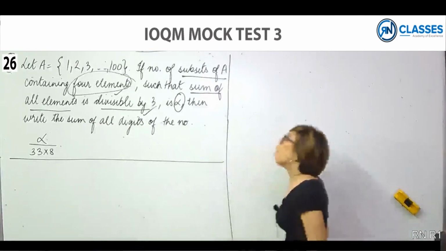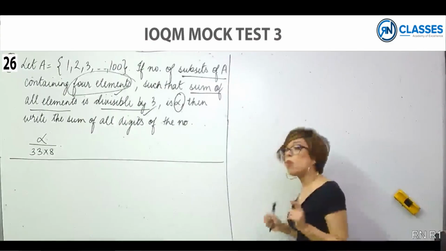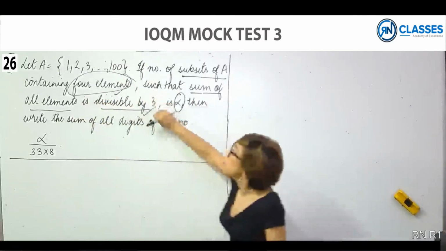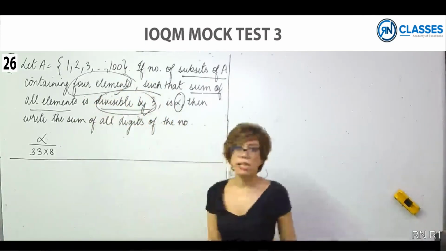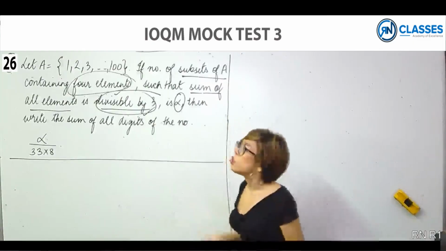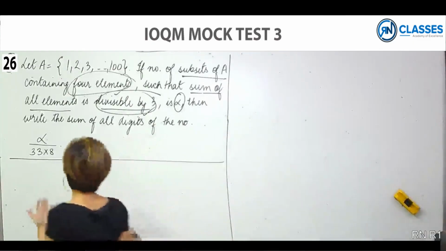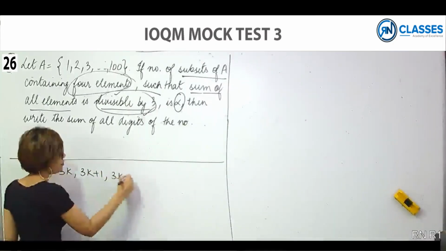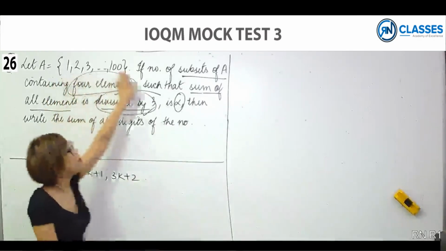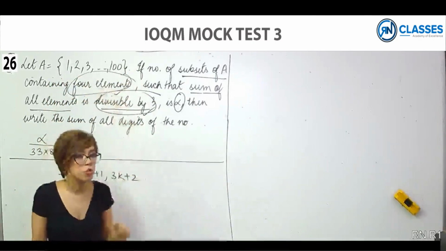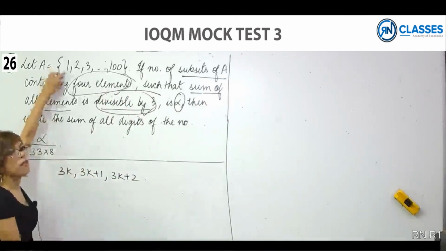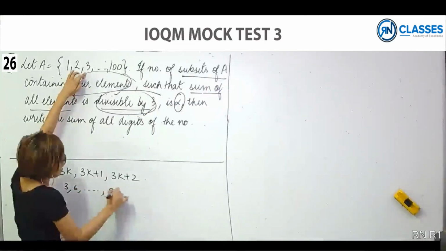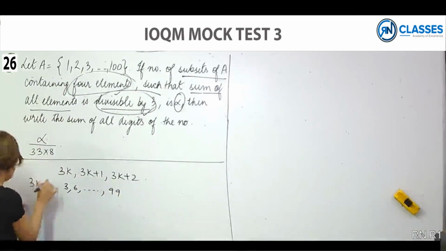Now I need to count the number of subsets. In fact, I need to count the number of 4-element subsets such that the sum of all elements is divisible by 3. Now divisibility by 3, that is coming into the picture. That means I can use the forms of the number. I know any number can either be of the form 3k or 3k plus 1 or 3k plus 2. Right? In these numbers, obviously, some would be of the form 3k, then 3k plus 1, then 3k plus 2. Let me count how many numbers are there of the form 3k. So, first number is 3, then we have 6, then so on we will have 99. Right? This is the 3k form.